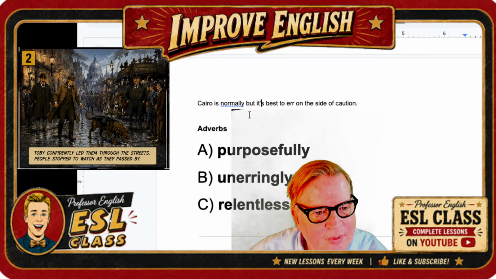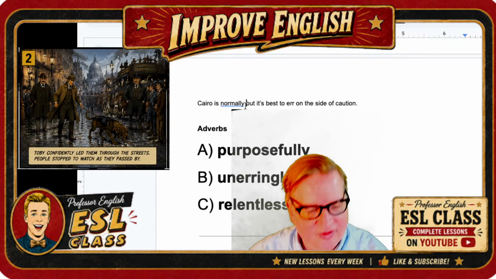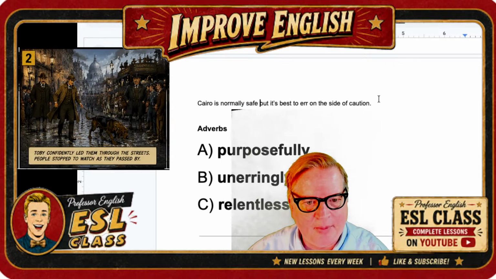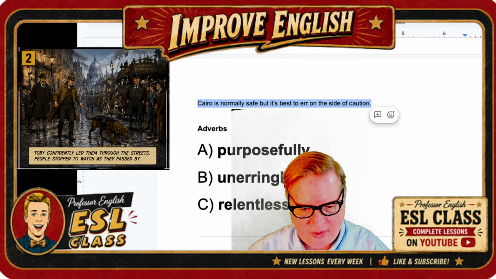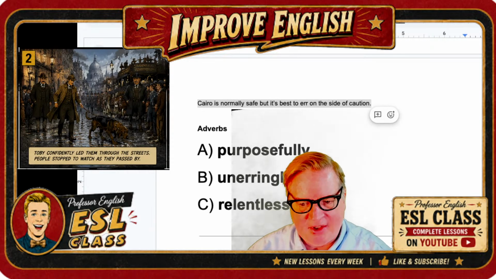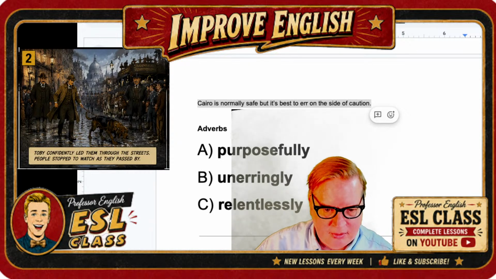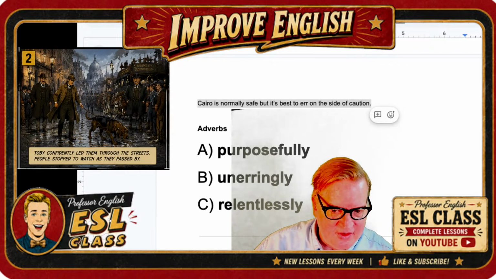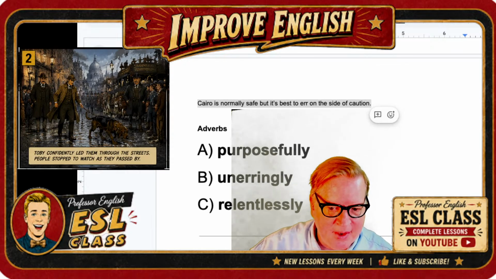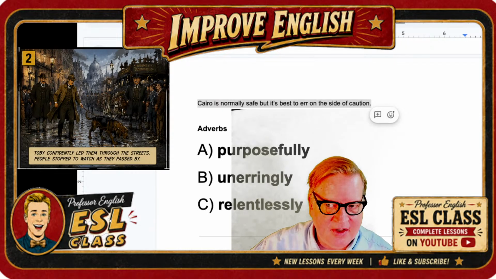Cairo is normally safe. Okay. I'm going to copy this sentence to show you what it means. It's better to make the error of being too cautious than it is to make the error of being too comfortable. That's really what it means. And you would call that erring on the side of caution, making the error of being too cautious rather than making the error of being too comfortable. Okay.